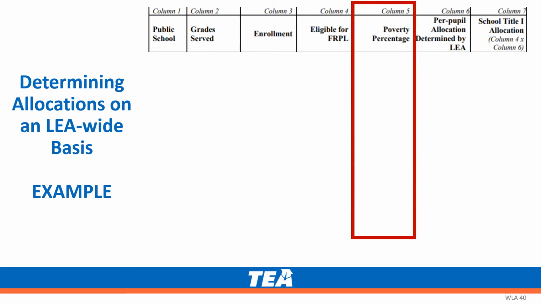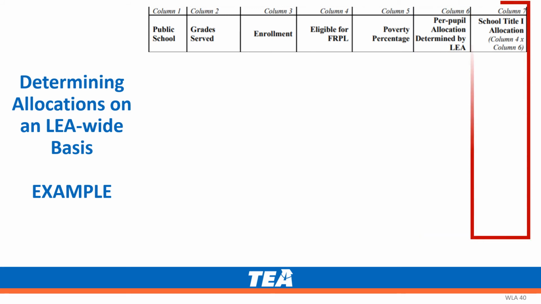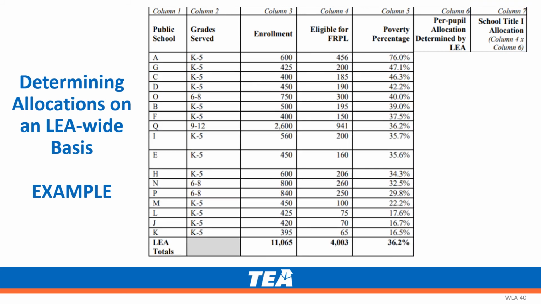Column 5 will include the poverty percentage for each of the campuses. Column 6 will include the per pupil allocation as determined by the LEA for each campus. And column 7 will include the campus's Title I Part A allocation for each campus, which is derived from multiplying column 4 and column 6. Let's now take a look at the data per campus. Let's take a look at column 5, poverty percentage.